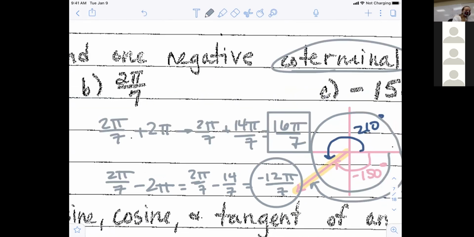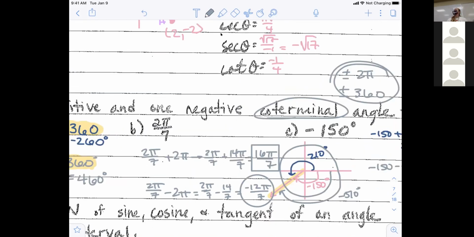And so I even wrote myself a little key right here. I wrote plus or minus 2 pi, plus or minus 360. So if you want to remember, anytime I say coterminal, find the coterminal angles, you're adding or subtracting 360, or we're adding or subtracting 2 pi.